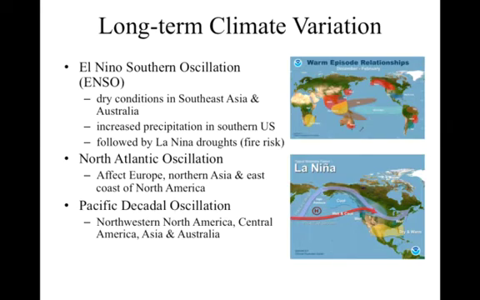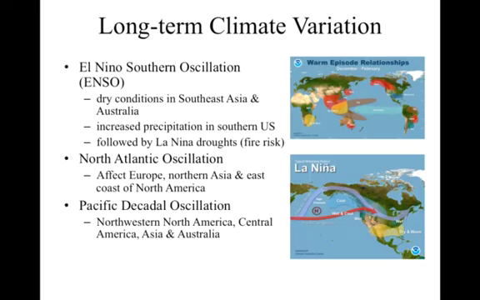When we have El Niño years, we tend to have dry conditions in Southeast Asia and Australia, and then after El Niño, we tend to get what's known as a La Niña period, and that causes an increased risk of droughts and fire. Another cyclic process that's longer than a year is the North Atlantic Oscillation. These affect Europe, Northern Asia, and the east coast of North America. And again, these are multi-year cyclical changes in climate, in both precipitation regimes and temperature regimes.